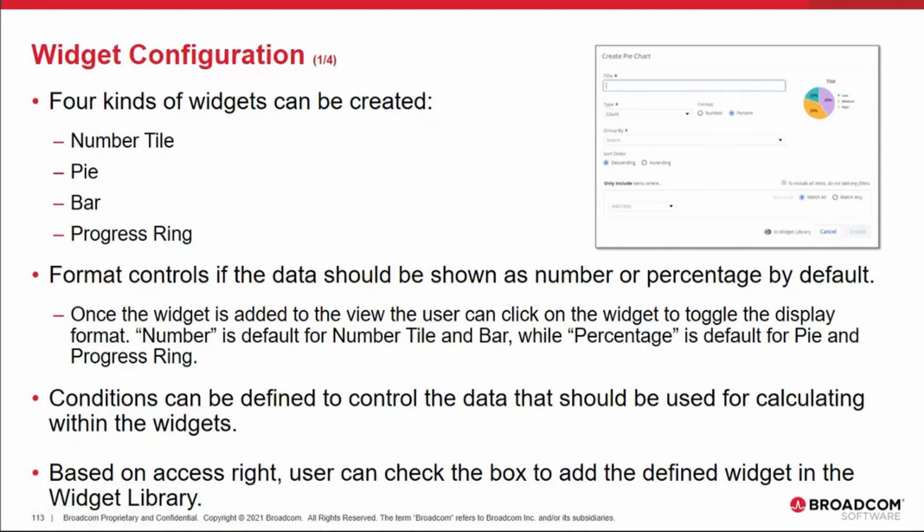The conditions, which are defined, can be used to control the data that should be shown for calculating the widget's data. And based on the access right, the user can also check the box to add their defined widgets to the widget library. And that's this checkbox right here at the bottom. By default, this is turned off for every widget that is being created. But if the user has the access right to manage widget library, then they have the option to toggle this box on.